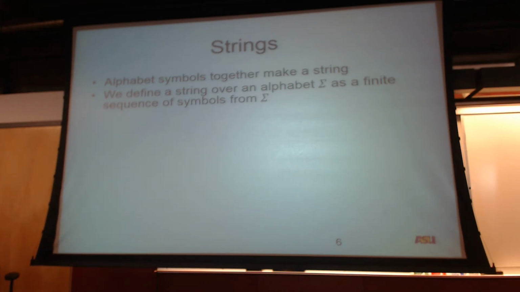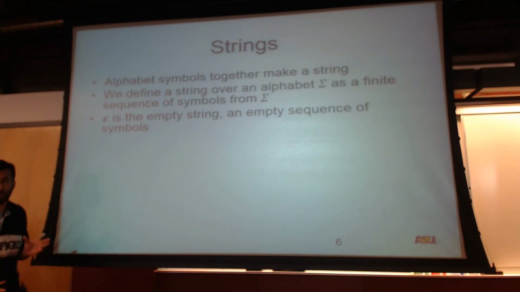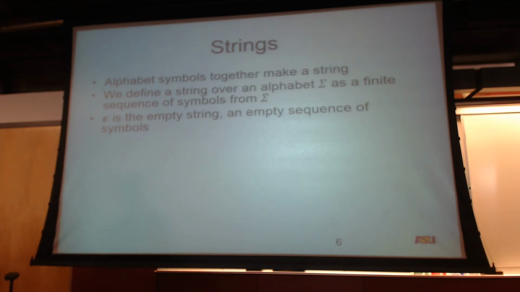Another important concept is coming up. Epsilon. Epsilon is an empty string, an empty sequence of symbols. Now, it's very easy to confuse ourselves between epsilon and the empty set. What is the difference between epsilon, a set that has epsilon in it, and a set that is empty?